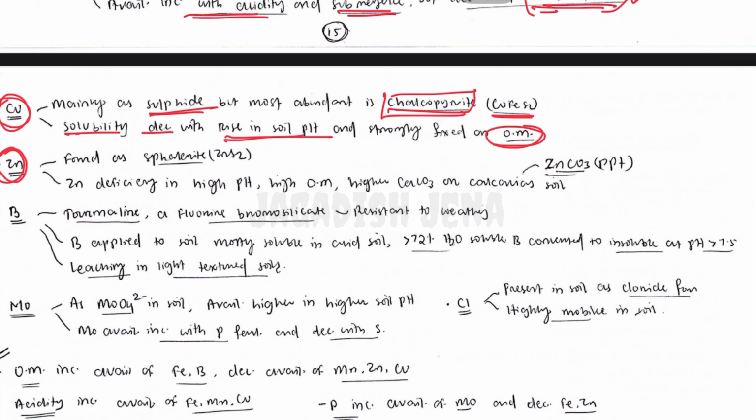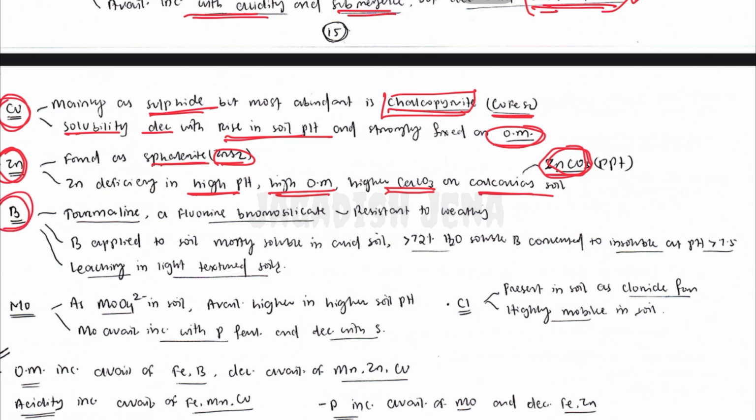And what about zinc? Zinc is found in sphalerite, ZnS, and other forms are also available. Zinc deficiency is high in high pH soil and high organic matter. Again, with higher calcium carbonate or calcareous soil, zinc availability is less, because in calcareous soil it is fixed or precipitated as zinc carbonate.